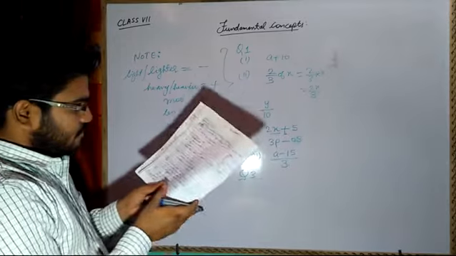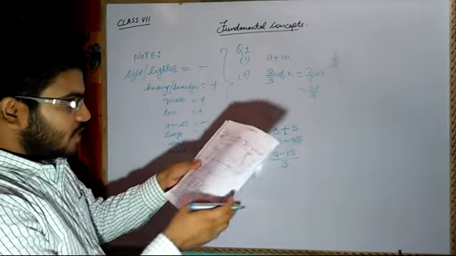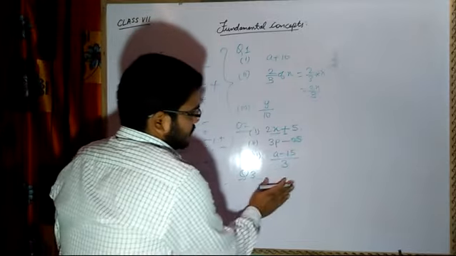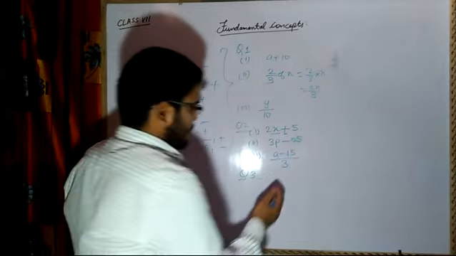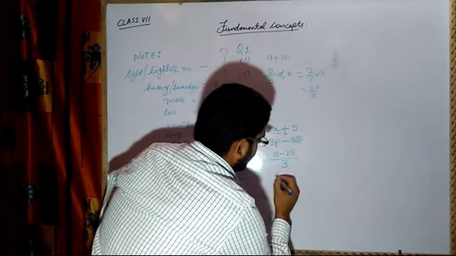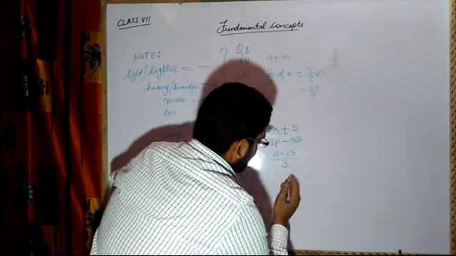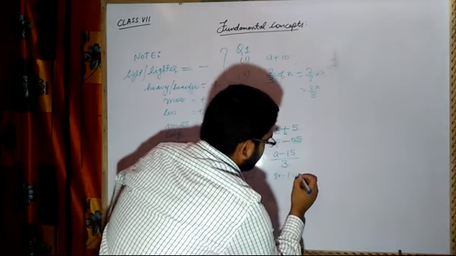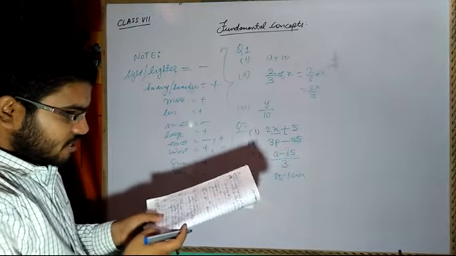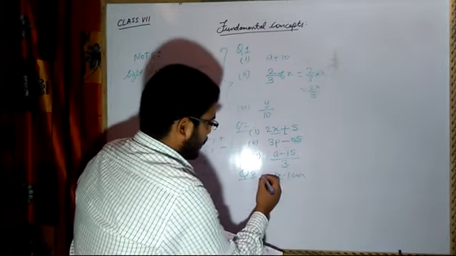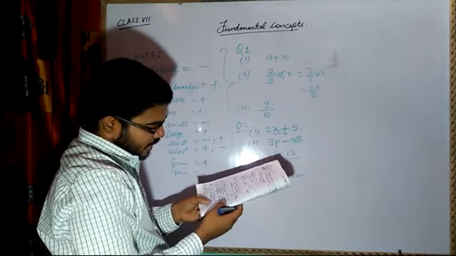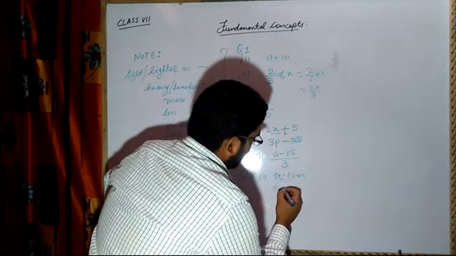Question number 3 says 50 centimeter shorter than 1 centimeter. So how much will it come? It will be 50 minus 1 centimeter. Okay, now you can go for 5 rupees 5 more than t. So t plus rupees 5.